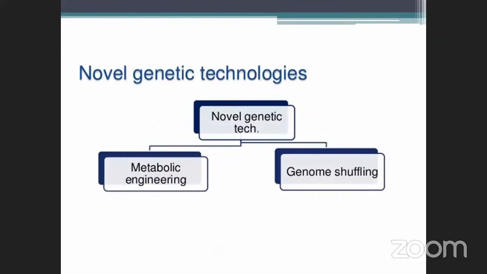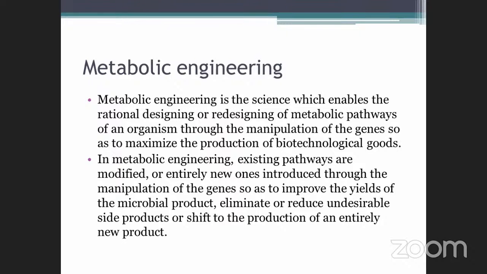The novel genetic technologies available right now are metabolic engineering and genome shuffling. Metabolic engineering enables rational design or redesign of the metabolic pathways of a particular organism through manipulation of genes, so as to maximize the production of particular biotechnological products. In metabolic engineering, the existing pathways are modified, or sometimes entirely new ones are introduced, through manipulation of genes, to improve the yield of microbial products and eliminate or reduce undesirable side products, so that your organism becomes like a factory dedicated to producing only your desired product, and undesired byproducts will not be produced.